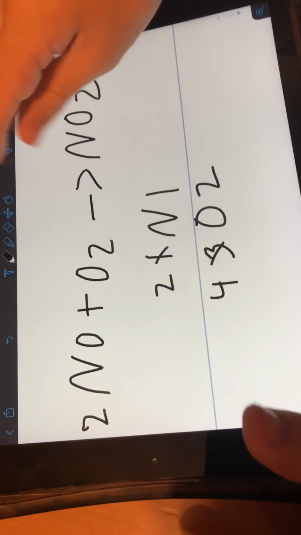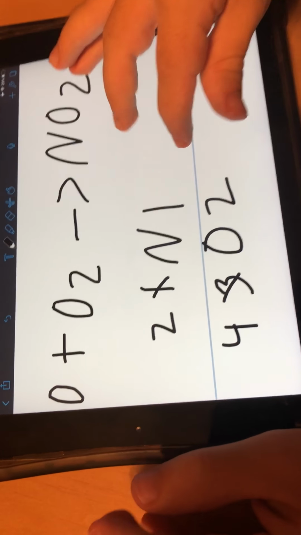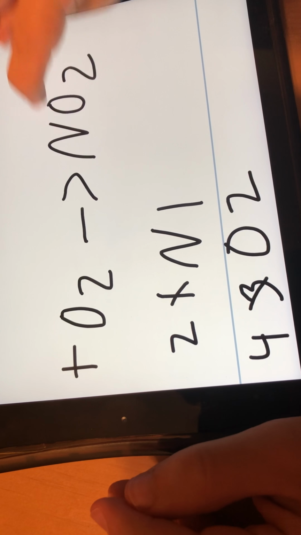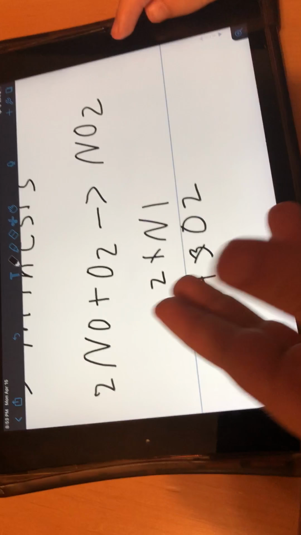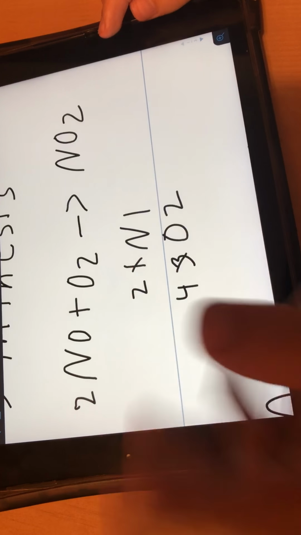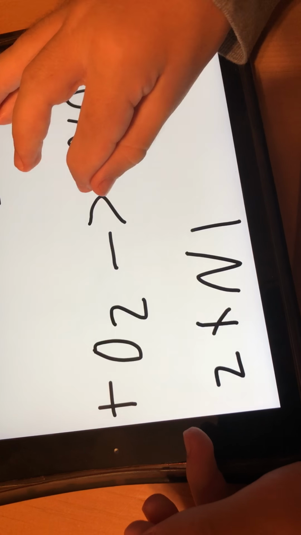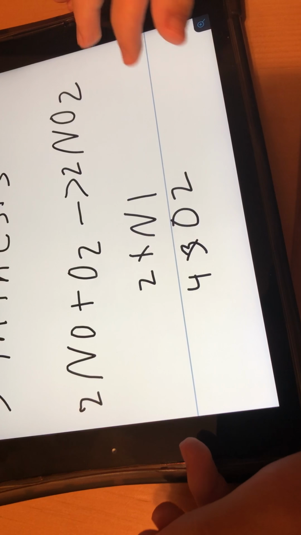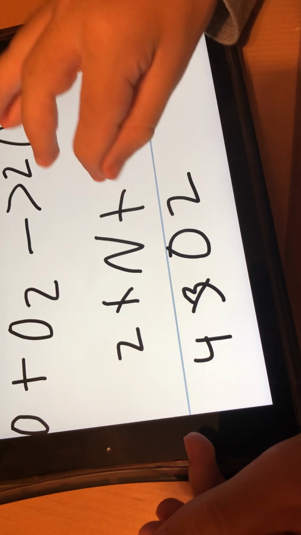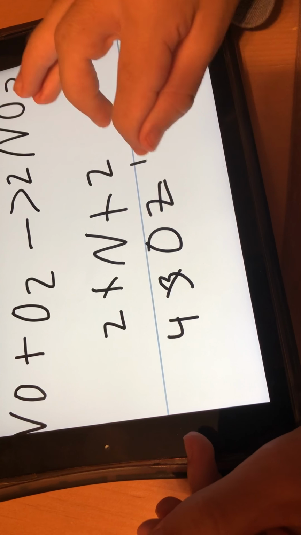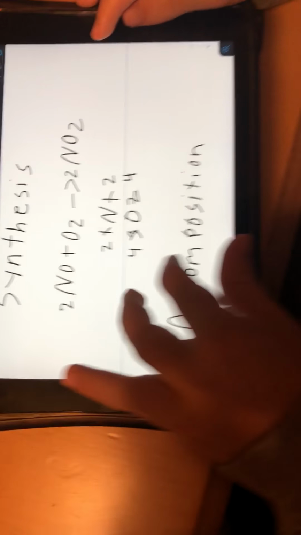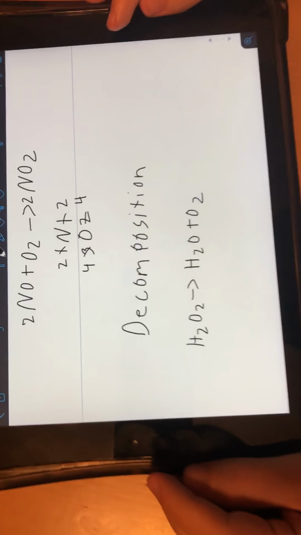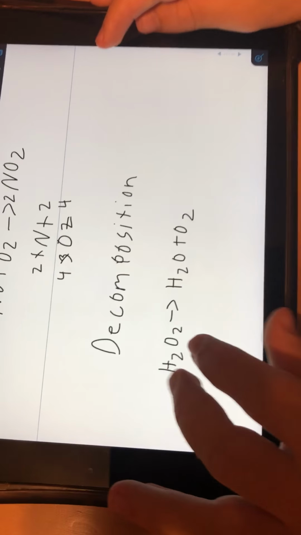But wait, there's more. We're just going to move this so we can make some room. And then right here you see NO2. Easy. Just put a 2 there, and that makes N2 and O4. And now we have a balanced synthesis reaction. Sorry, I'm moving a little bit. Trying not to make your teacher dizzy here.